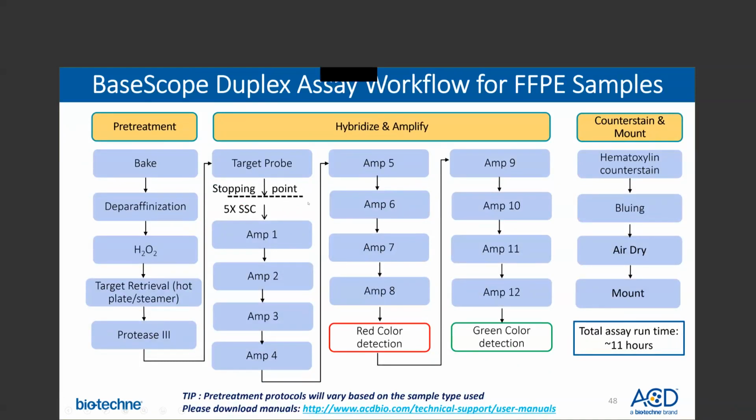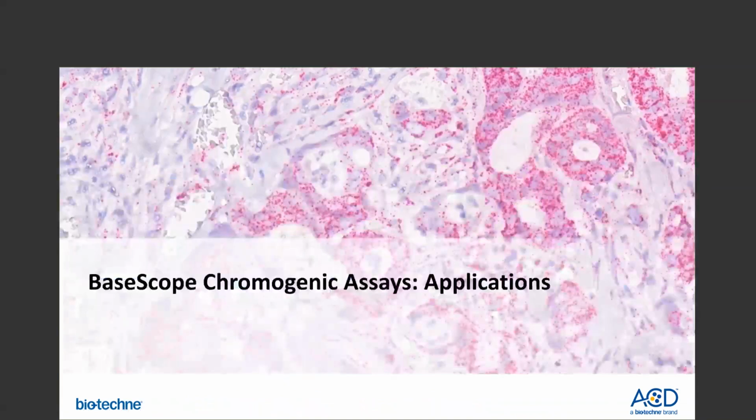Again, especially for the BaseScope assays, since these are longer compared to the RNAscope assays, we would recommend that you utilize the optional stopping point, which is after the target probe hybridization. You can stop and store your slides in 5x SSC, or saline sodium citrate buffer, at room temperature overnight, come back the next day and start with the amplification steps. We'll now turn it back to Anushka to look at some of the chromogenic assay applications for the BaseScope assay.